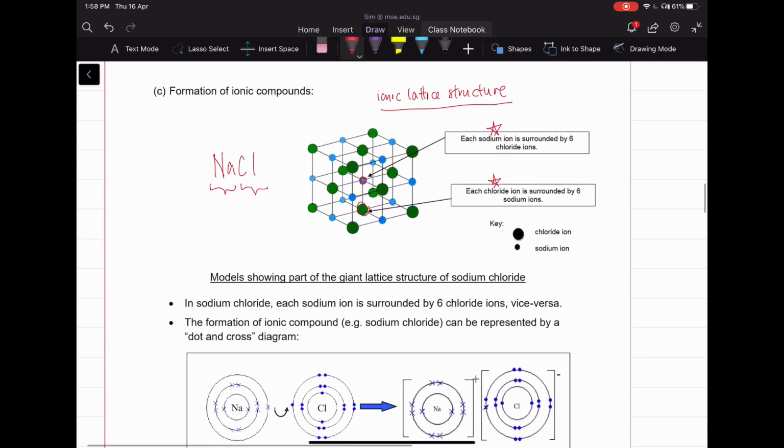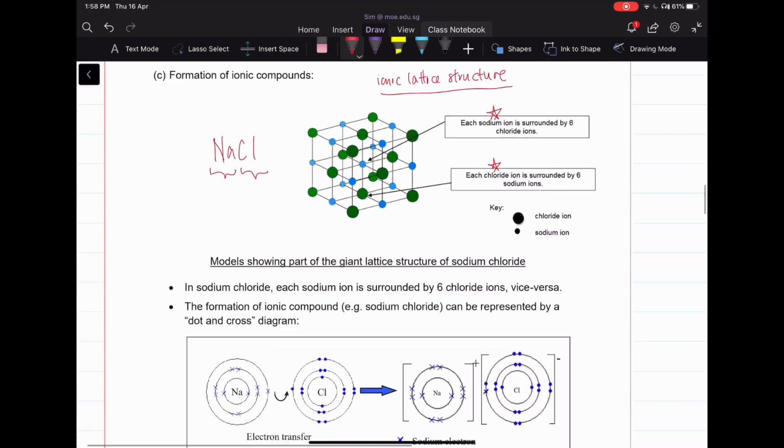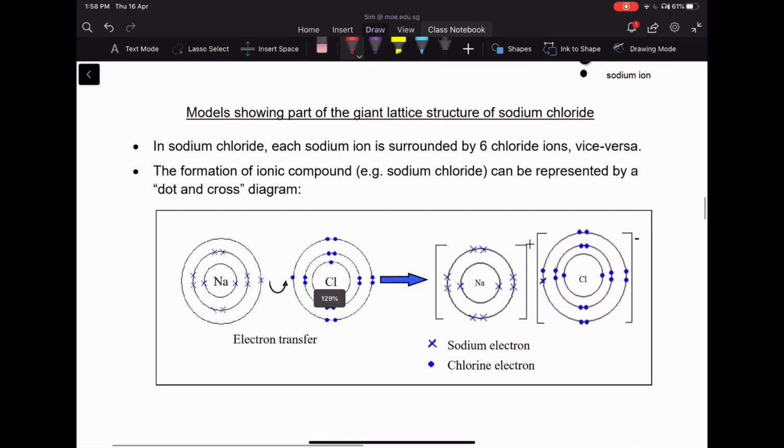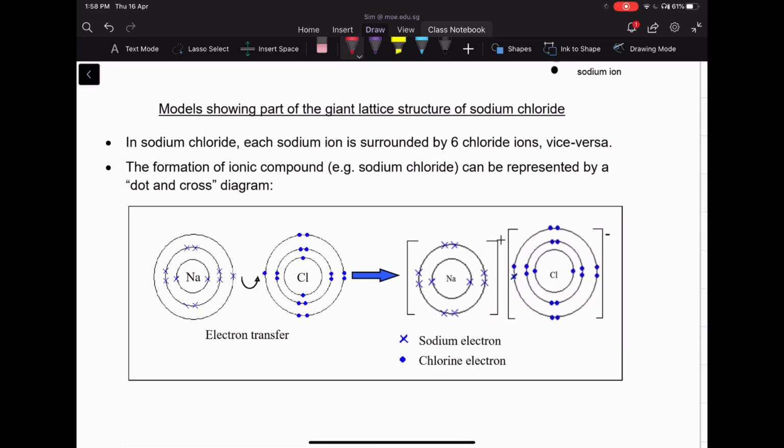So how do we draw an ionic compound? We cannot expect you all to draw out this entire thing, because it's too much work. You can't really draw out the entire configuration of what's going on. So we usually ask students to draw a dot and cross diagram. So what is a dot and cross diagram? Basically, we're asking you to show us how the compounds' ions actually behave and look like.